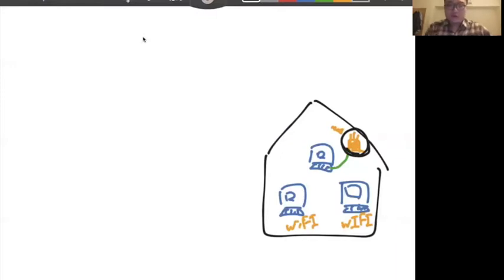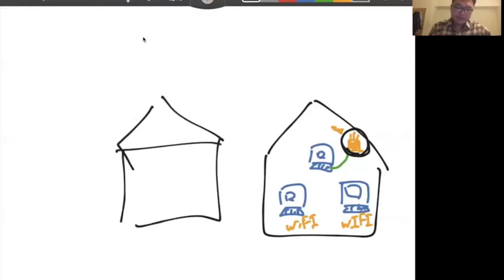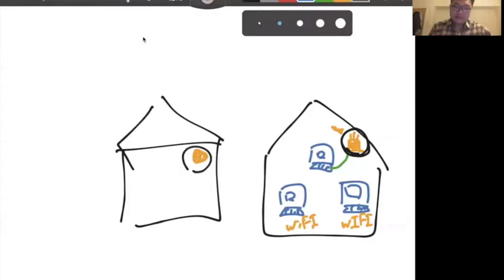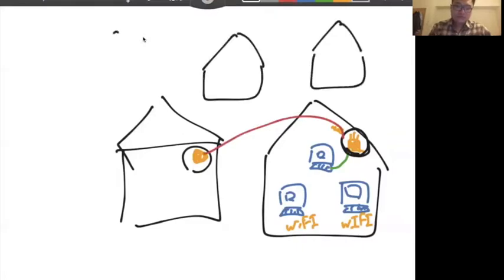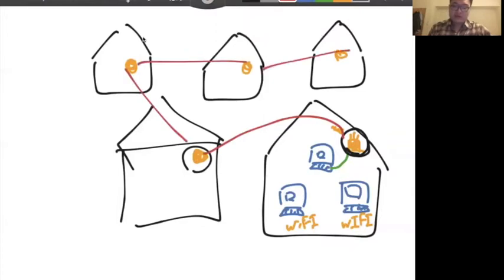So what's a network? Imagine that we have a lot of devices and a lot of networks. This router connects through a cable to another router, and you have more and more routers in your community. Then they will connect to each other. In this case, you build a local network. This is the local network you have.